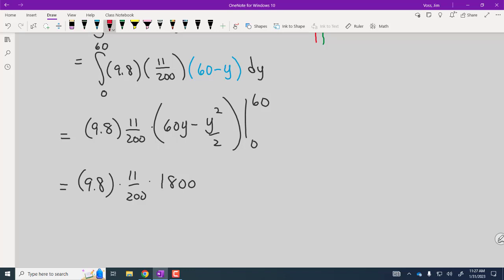We can cancel a little bit here. That's going to all turn into a 9. And then we multiply that together. 9.8 times 99. So I'm getting 970.2, and if I convert it, 4851 over 5.